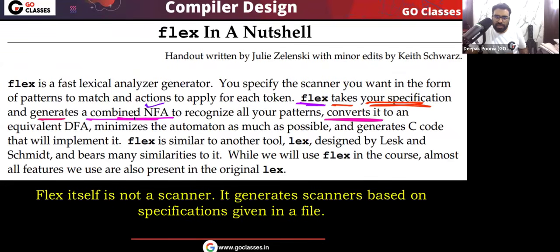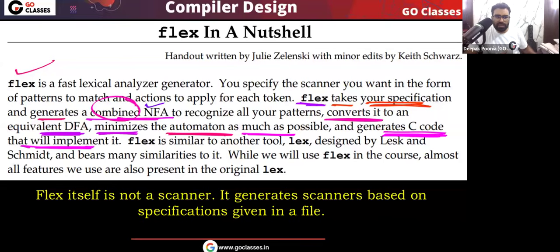Then it will convert the combined NFA to an equivalent DFA. In the theory of computation subject, we study all these concepts: how to convert a regular expression to an NFA, and how to convert an NFA to a DFA. So this combined NFA will be converted to a DFA. Then we will minimize this DFA as much as possible. Finally, the DFA that you get is called the lexical analyzer. If you want, you can generate C code also corresponding to this DFA.